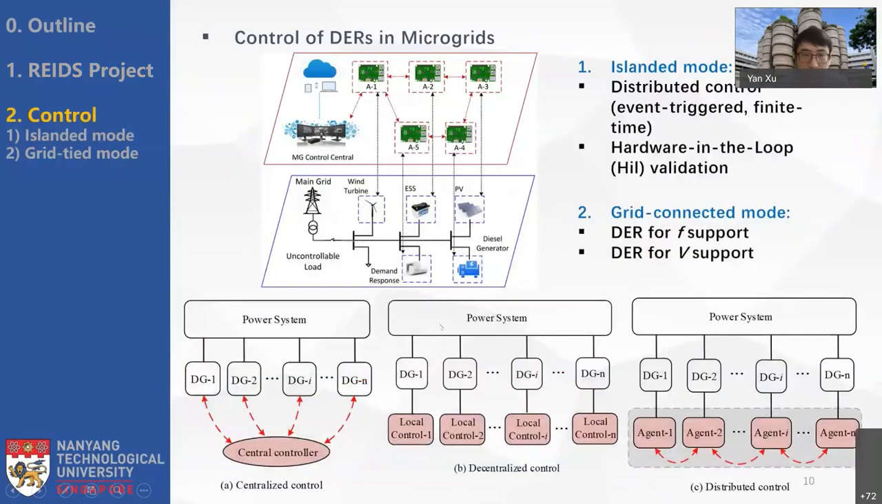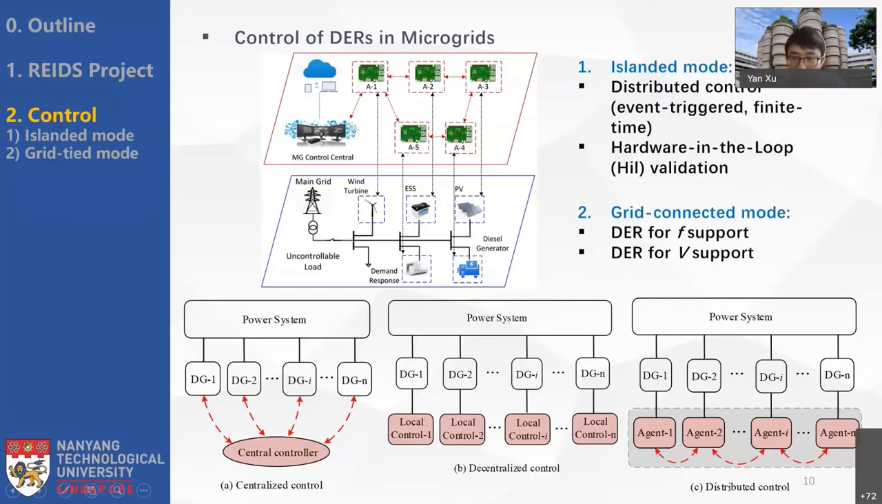Okay, so just to give you a general quick introduction to the control of microgrids. As we know, the microgrid can be operated in either islanded mode or grid-connected mode. So for the islanded mode, the general purpose is to control the voltage and the frequency and achieve accurate power balancing. And for the grid-connected mode, because the frequency and voltage are dominated by the main grid, we are utilizing the DER resources to provide frequency or voltage support. This is the general principle. And in terms of the control architectures, basically we have centralized control and decentralized control, which are more familiar to you.